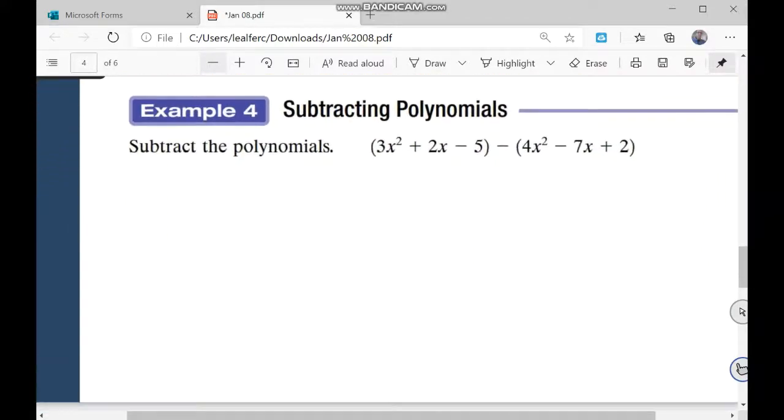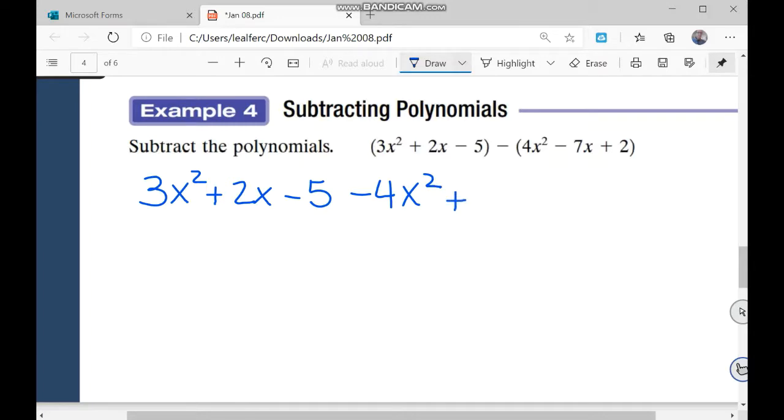So let's work this example now. Subtract the polynomials. We have 3x squared plus 2x minus 5, subtracted by 4x squared minus 7x plus 2. What we're going to do here: write down the first polynomial exactly as it is, 3x squared plus 2x minus 5, and write down the second polynomial as the opposites: negative 4x squared, and the next term, negative 7x, turned into a positive 7x, and the next term, a positive 2, turns into a negative 2.